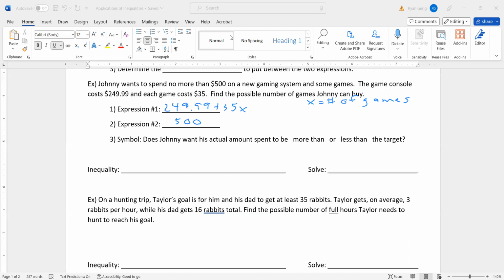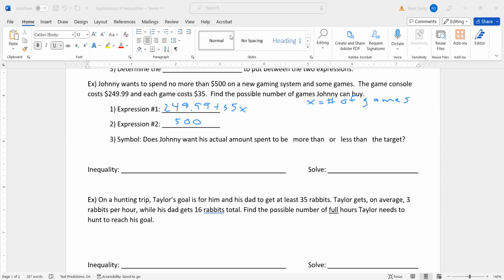Now, what I want you to see is $500 is not what he's spending. That's his limit. It's not what he spent. It's how much he's willing to spend. Above 500, he's not happy. Below 500, okay, he's good. Okay, so 500 is not a solution. It's the boundary. This is an inequality.